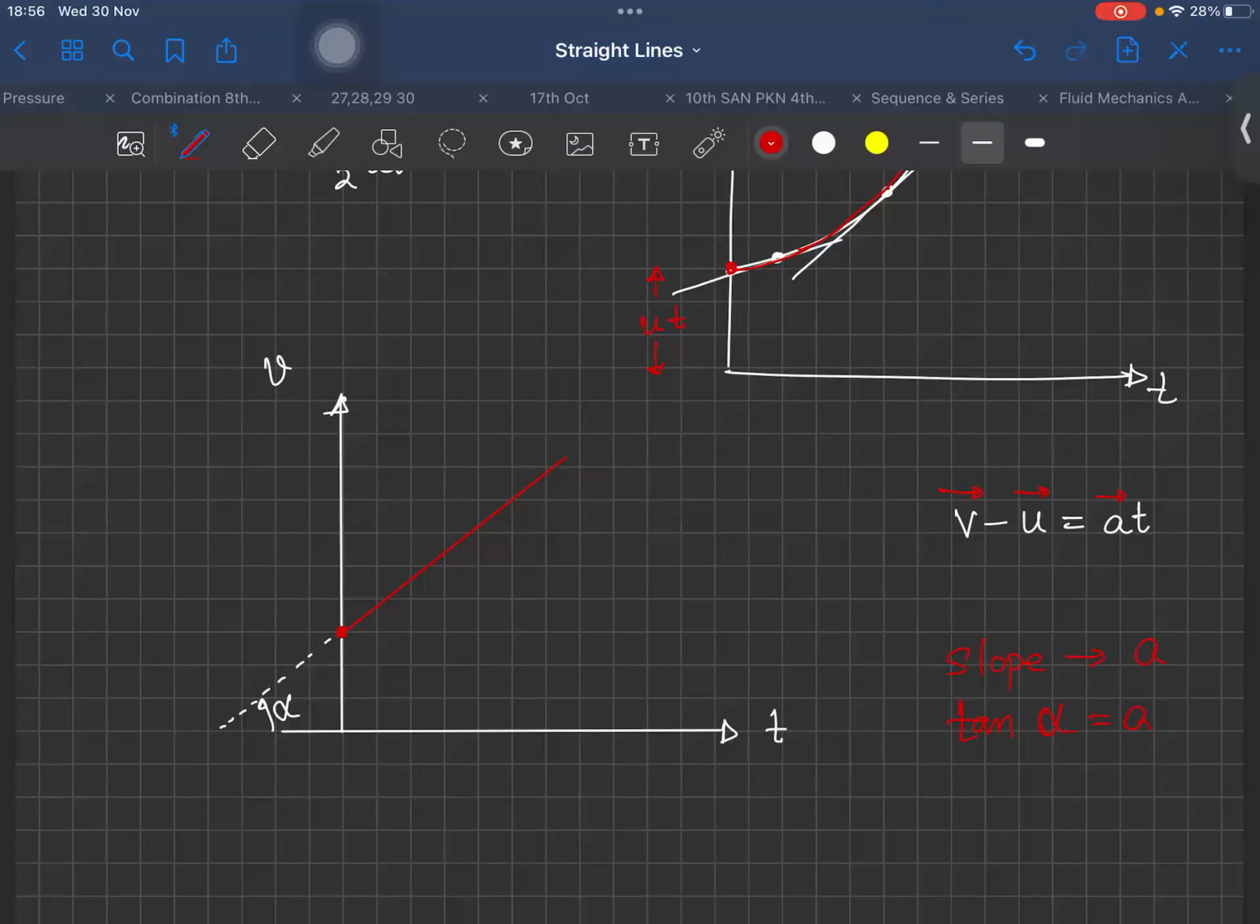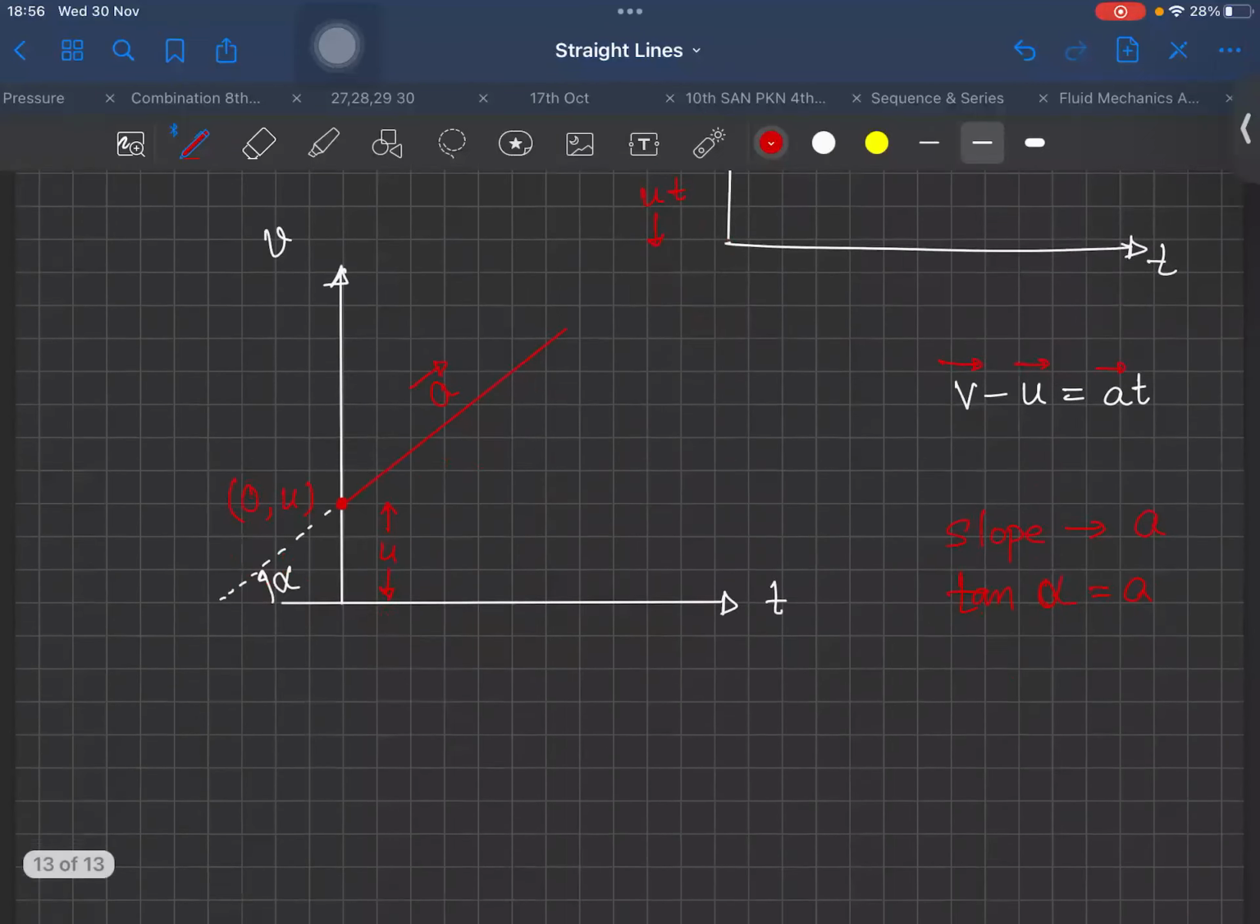This point is u. This point from here to here, it is u, the initial velocity. So this point is 0, u. You got it, no? So in the velocity-time graph, that's how we are plotting. The slope always gives acceleration, right? You have studied this part? That's what I'm trying to tell you here also.